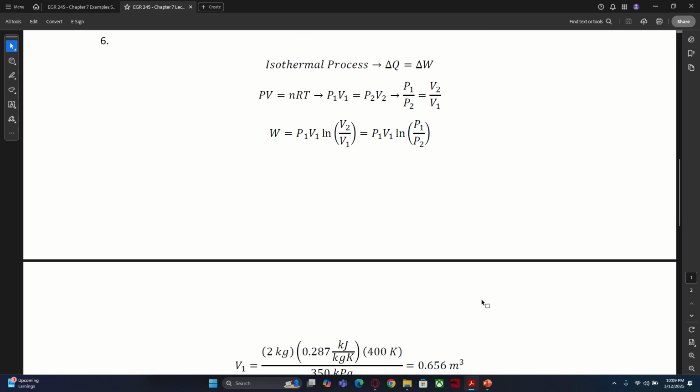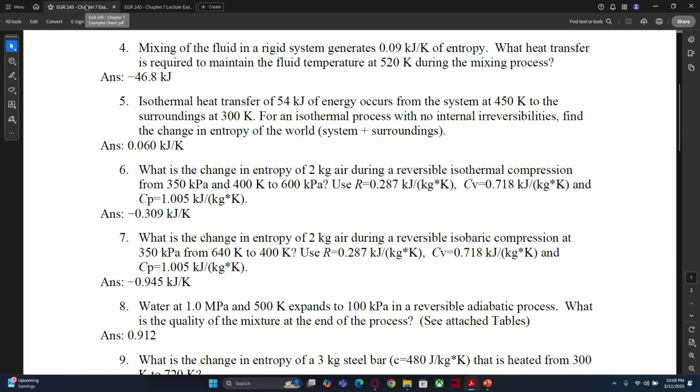Now, we're going to look at question 6. Question 6, what is the change in entropy of 2 kilograms of air during a reversible isothermal compression from 350 kilopascals of pressure at 400 Kelvin of temperature to 600 kilopascals of pressure? If necessary, our universal gas constant R equals 0.287 kilojoules per kilogram Kelvin.